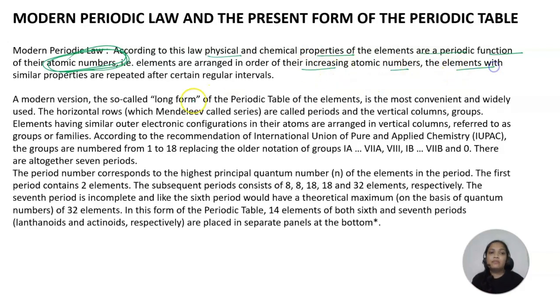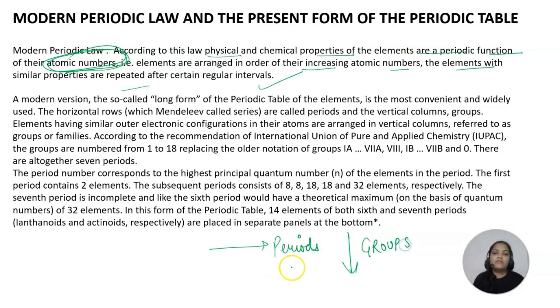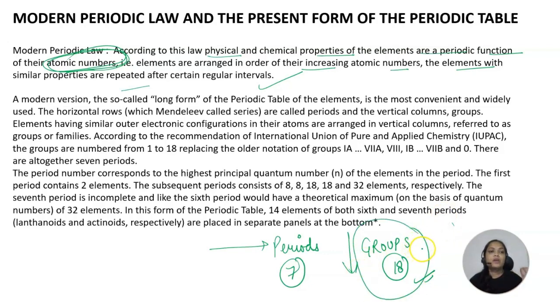So what happens? The elements with similar properties are repeated after a certain interval. So based on this law, the modern version, that is the long form of the periodic table, is used now, in which we have horizontal rows which we call periods, and vertical columns which we call groups. So in our modern periodic table, we have 7 periods and 18 groups. And the elements which have similar outer electronic configuration are arranged in a particular column, means in a particular group. Okay, so they are called groups or families.